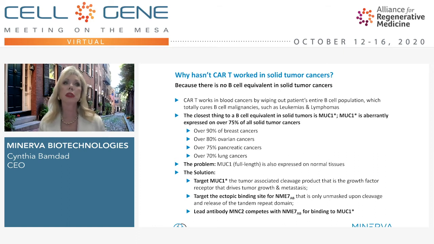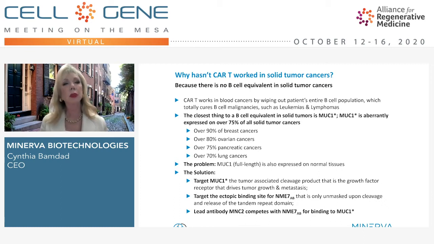So our therapeutic is a CAR T. And the question is, why haven't CAR T cells worked so well in solid tumor cancers? And the simple answer is there's no B cell equivalent in solid tumor cancers. And most of these blood cancers are B cell malignancies. And so the CARs bind to something that's on a B cell, like CD19. And you can wipe out the patient's entire B cell population, and maybe the patient will get the sniffles more often, but otherwise they're doing pretty well and they no longer have blood cancers.